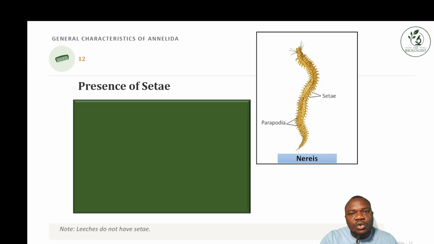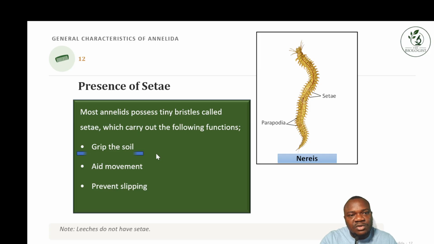So the next thing we need to know here is what we call the setae. This is how the setae look. They are found within the segments. Okay. And these setae help the annelids to grip the soil, and they also aid movement from one place to another, and prevent slipping. Those setae help them to stay gripped to the soil to prevent them from slipping away.